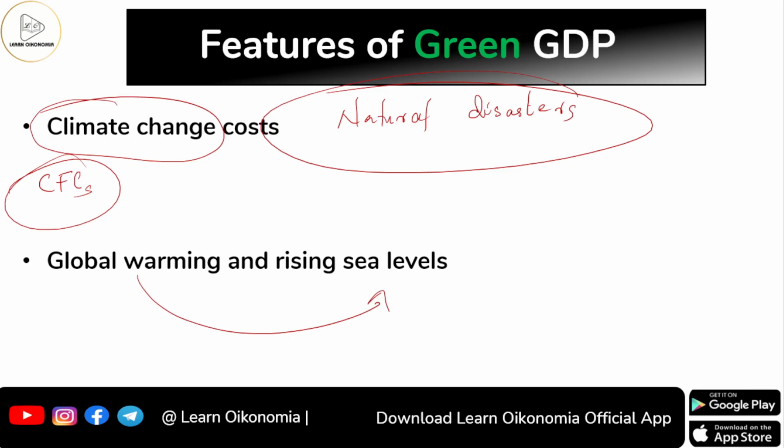So as a result, definitely there is a requirement to take all these climate change costs into consideration whenever we look at actual GDP. This is what green GDP is doing. Green GDP takes into consideration the effect of climate change as well. That is the main reason why we are able to see that it deals with the climate change cost as well.